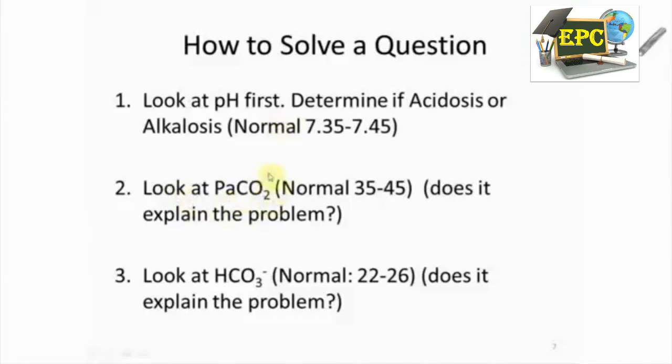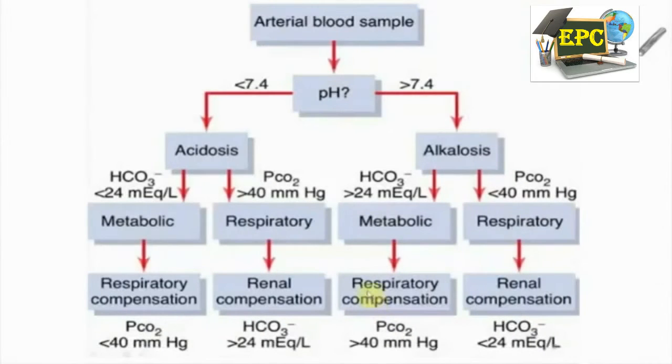Then you look at the carbon dioxide level. The normal is between 35 and 45, and you see if it explains the problem. And last, we check the bicarb. The normal is from 22 to 26. Now what I want from you from this slide is to memorize the ranges. Okay, now over here, let's take an example.